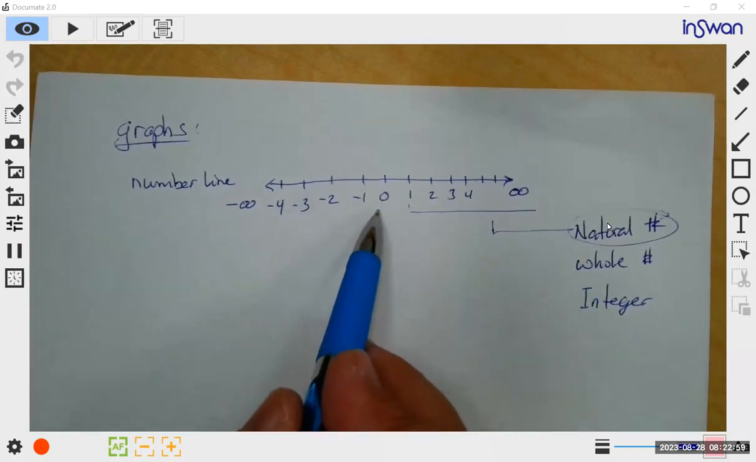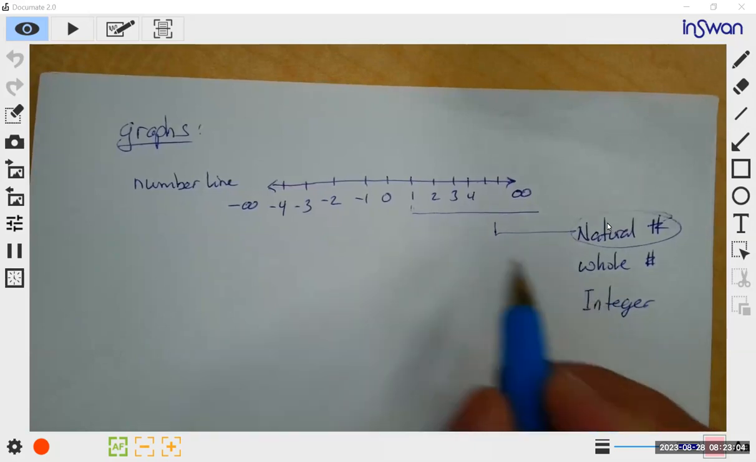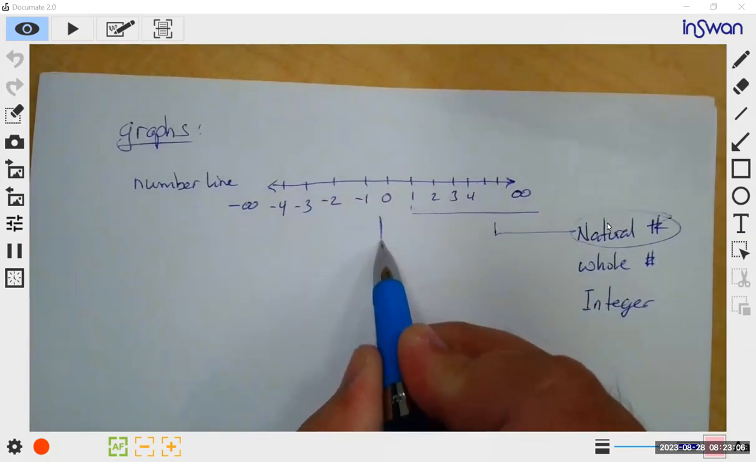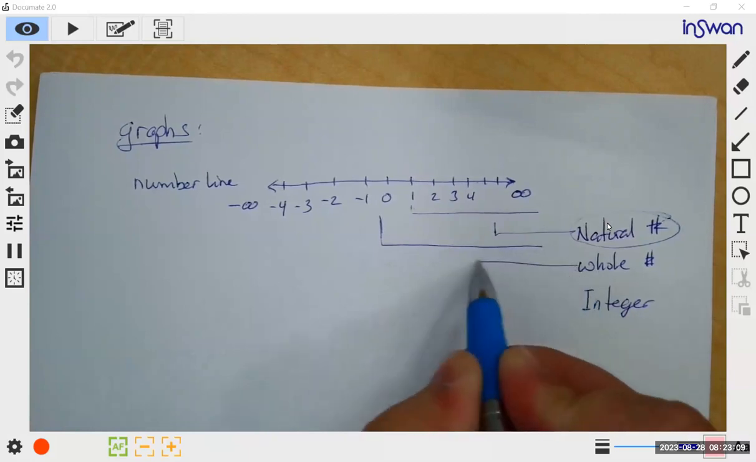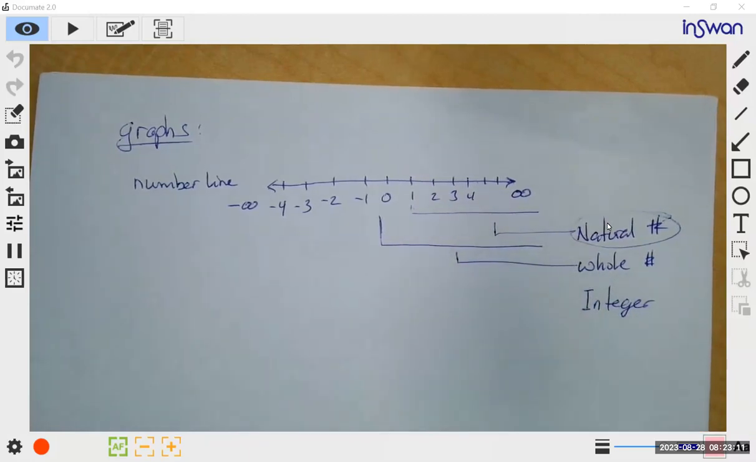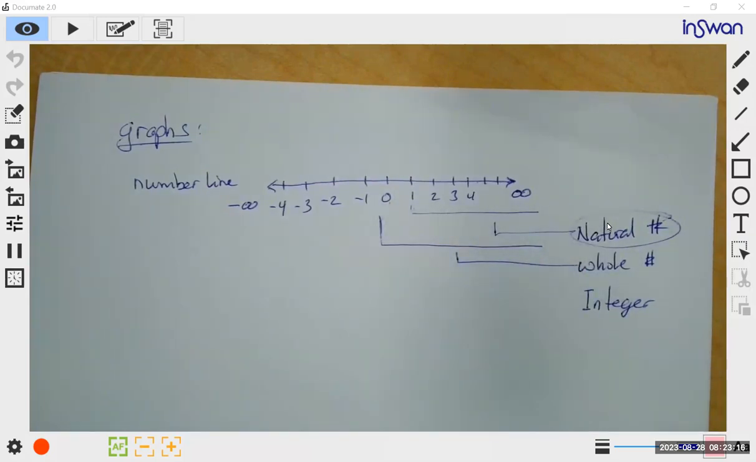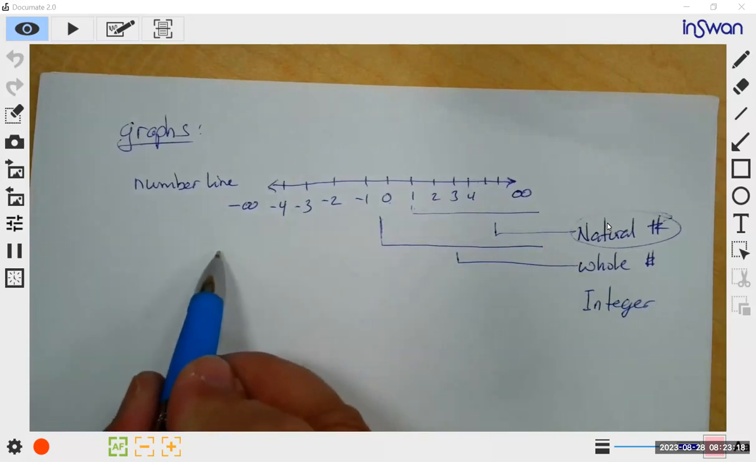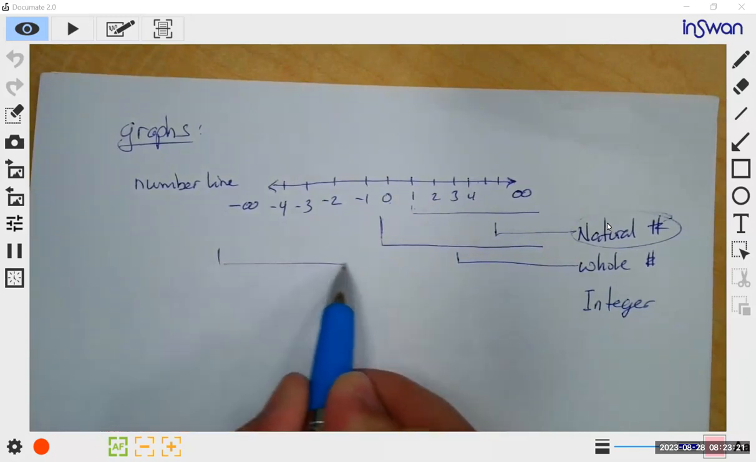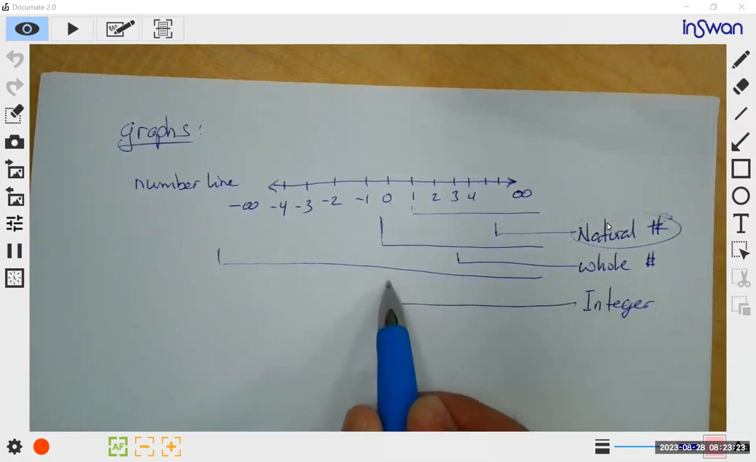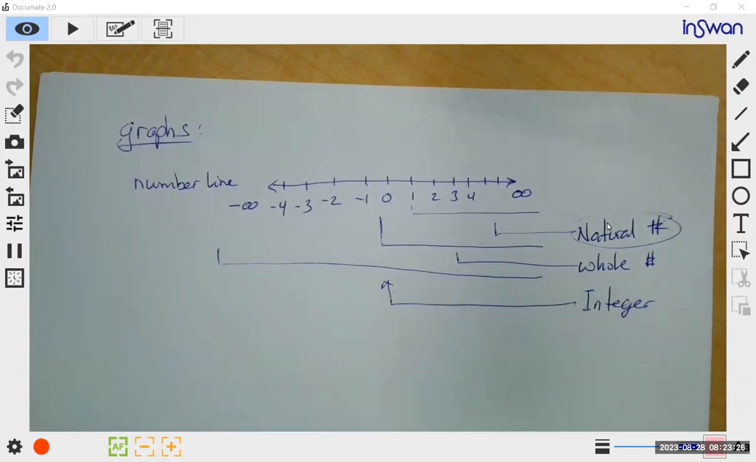But then where does zero come in? Zero looks like a hole, doesn't it? That's what brings these in. So from zero to infinity, these are all your whole numbers. You start from a hole and go on to infinity. Integers start from negative infinity and go on to positive infinity. So these are all the numbers. Integers do not have decimals.